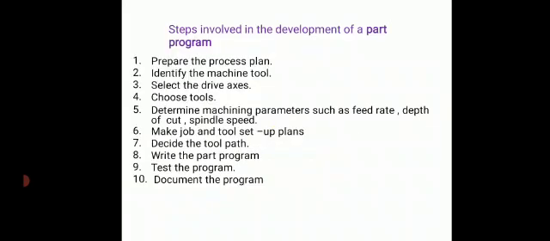Steps involved in the development of a part program: first, prepare the process plan; second, identify the machine tool; third, select the drive axis; choose tools; determine machining parameters such as feed rate, depth of cut and spindle speed; make job and tool setup plans; decide the tool path; write the part program; test the program; and document the program. These are the steps involved in the development of a part program.